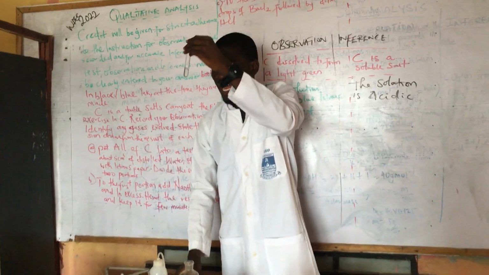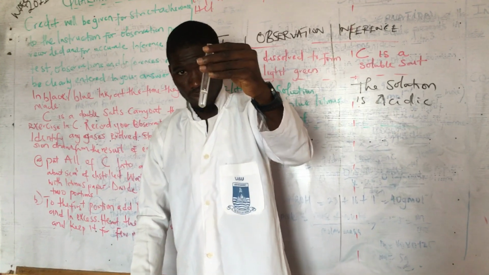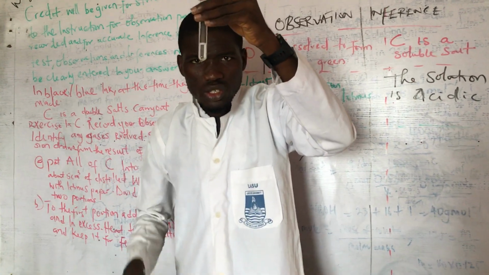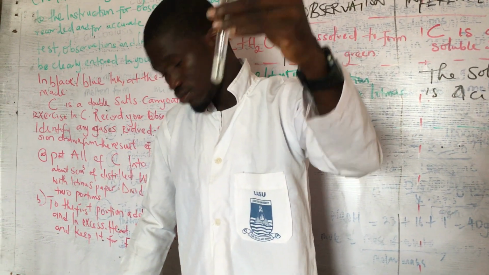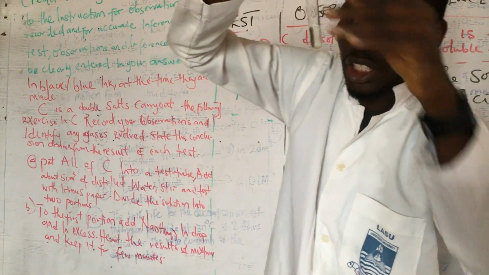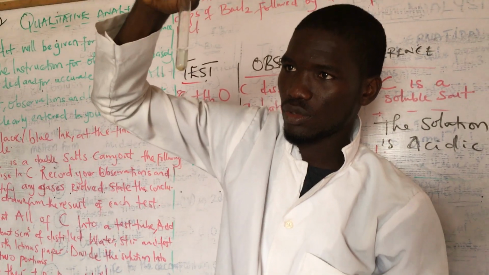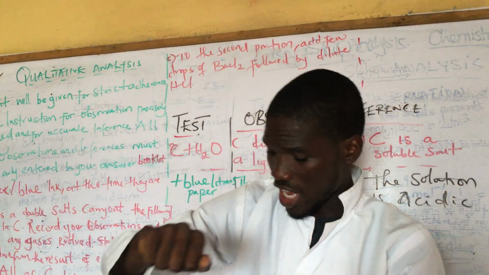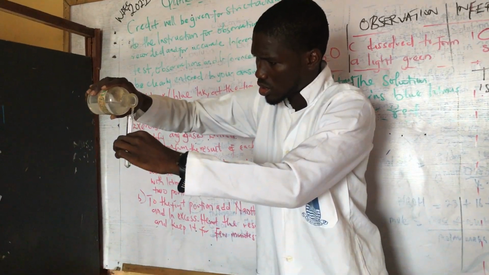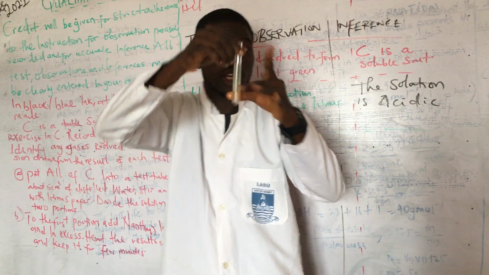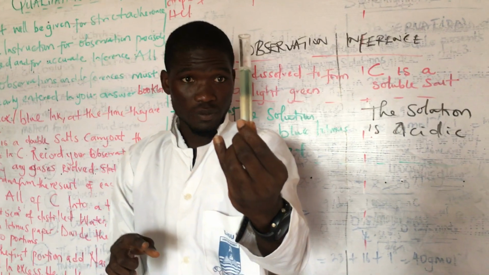Okay, so when you add it, can we find anything here? Look at it. It's not effervescent. It's not changing its color. Okay, let's pour it in excess. Yeah, it changes its color. You can see we have a deep green here. Are you with me now?